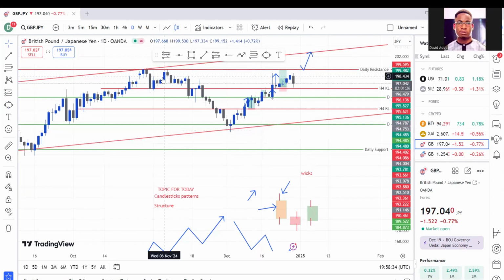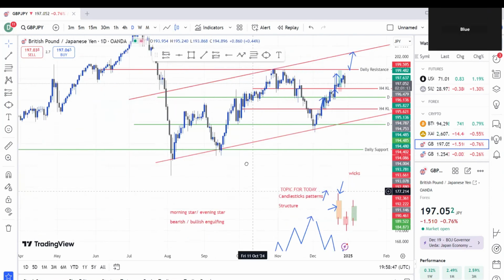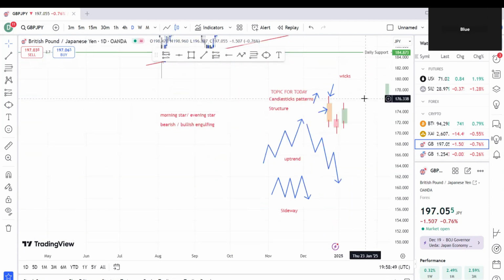And this one is the evening star. It's the opposite of a morning star. I'll be putting the definitions on the platform because I can't explain everything here.